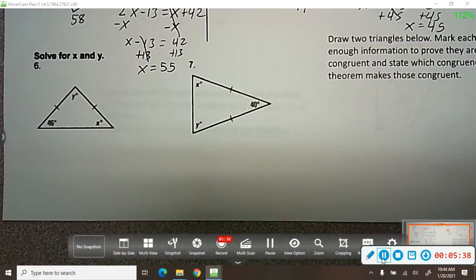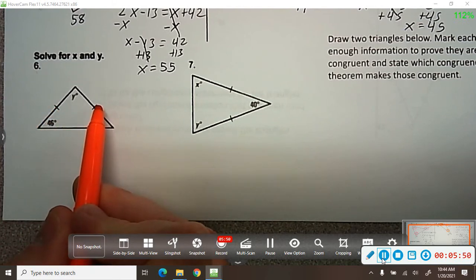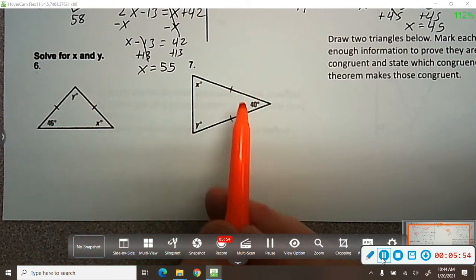Number 6, solve for x and y. These are what we call isosceles triangles. And how do we know they're isosceles? Because this marking says that this side equals this side. That makes it isosceles. Okay? This side equals this side.